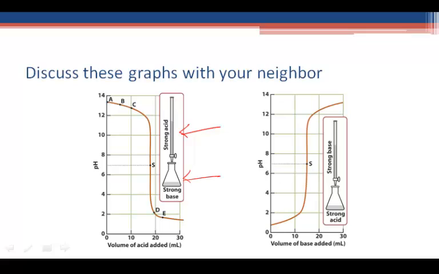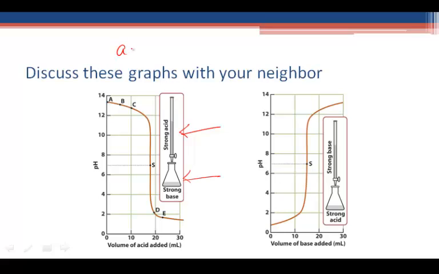Now looking at our curve here, we see that initially, before we add any acid, we have a very, very high pH value. That makes sense. We have just a base. We expect that to have a high pH value. As we start to add the acid, we see that our pH value stays high for a while.